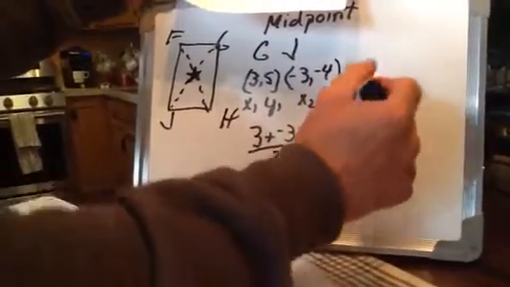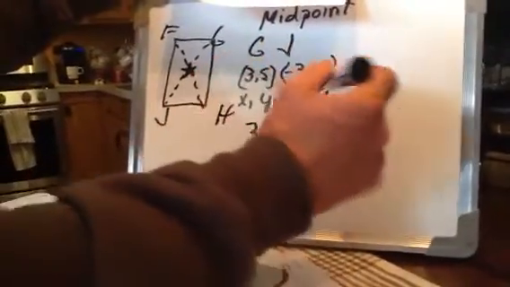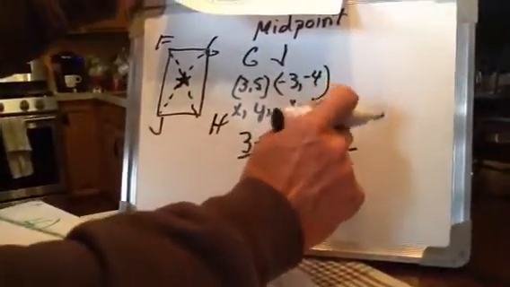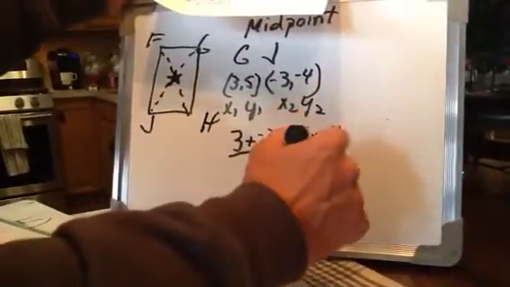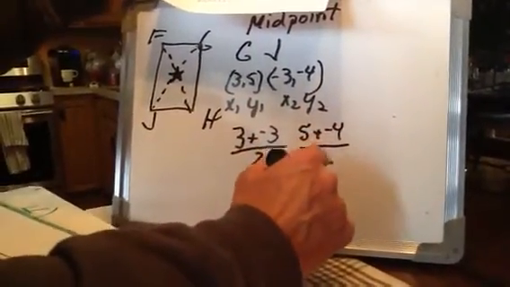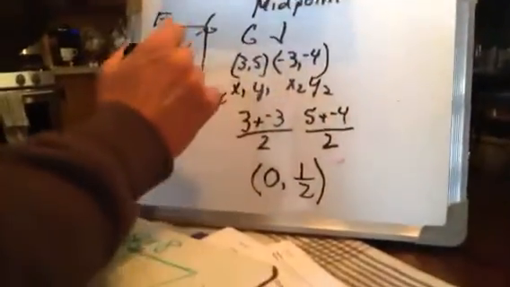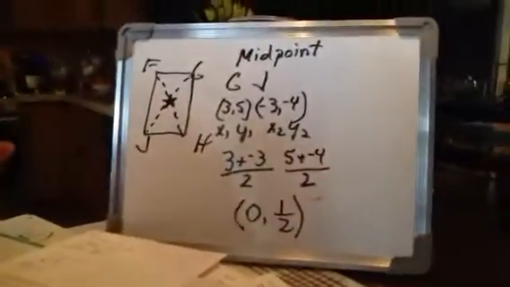Okay, y's: 5 plus -4. Some of you don't like to write plus minus. I don't either, but I don't want to confuse anybody. Divided by 2. All right, so 5 minus 4 is 1, divided by 2? 1/2. So the midpoint is 0 and 1/2. If you look, it's pretty close. Let's see if my math is right. Okay, we'll go to a different color.